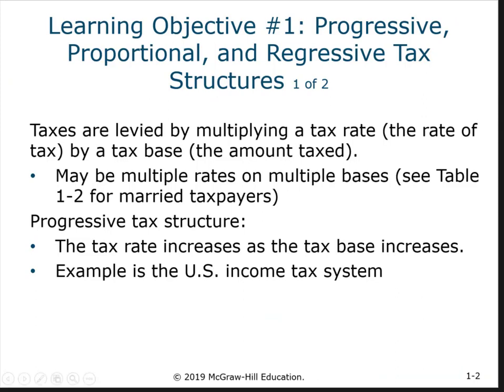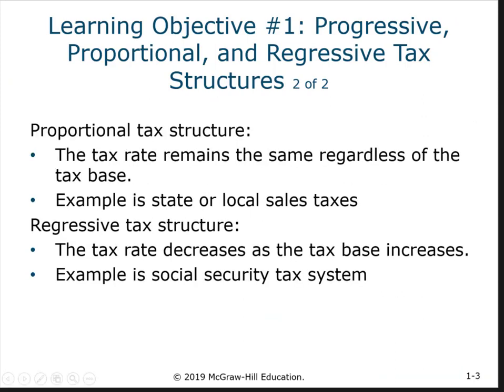So alternatives to a progressive tax structure that we want to talk about: a proportional tax structure is where, no matter what your income is, you pay the same percentage. So you're familiar with your local sales tax. It's 6% in Pennsylvania on what you buy, regardless of how much you buy. Okay? So that's a proportional tax structure.